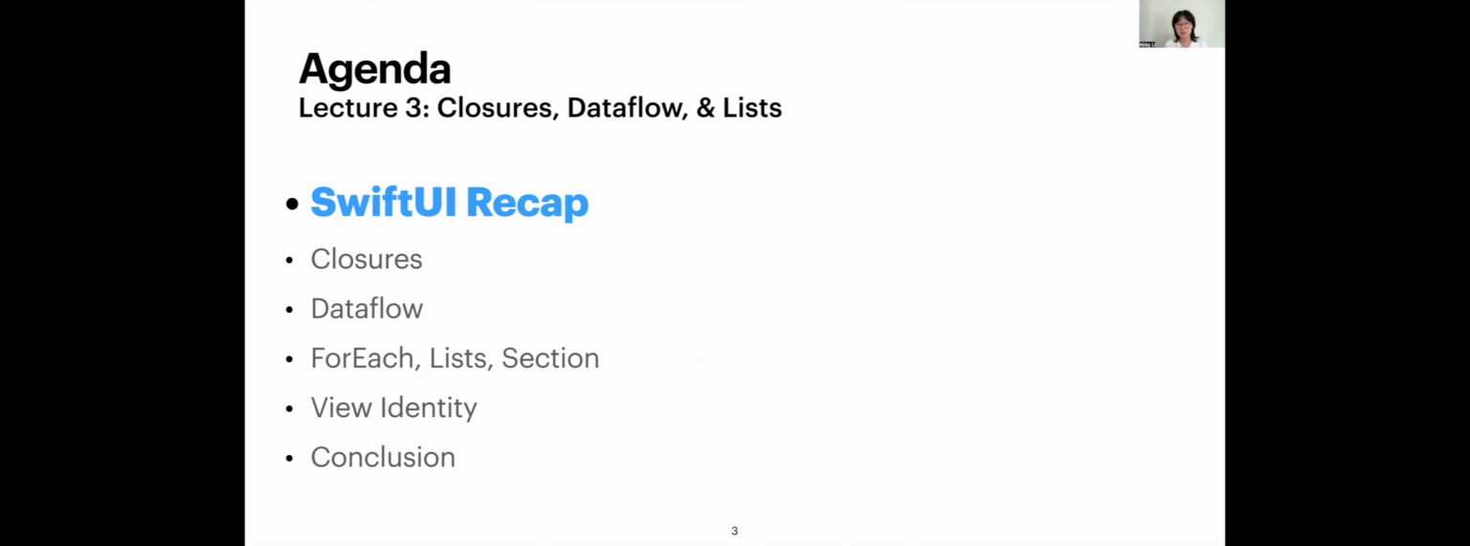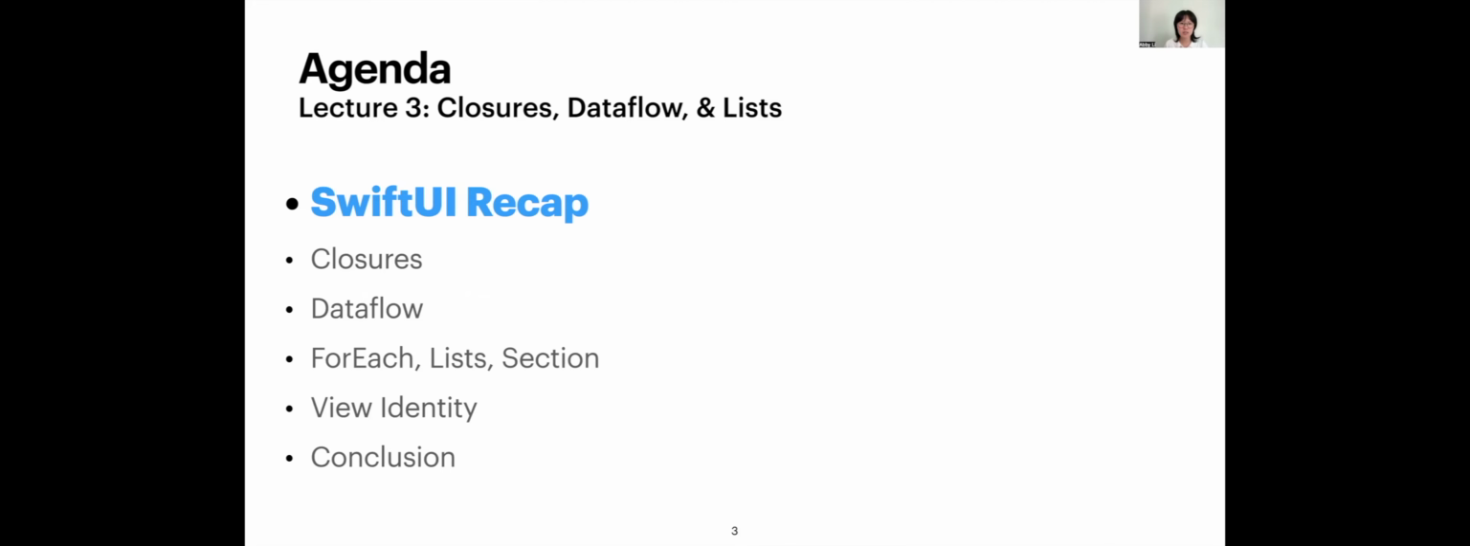Here's what we're covering today. First, a quick SwiftUI recap from last lecture. Then we will talk about closures, what they are, and why Swift uses them everywhere. After that, we'll get into data flow, which is how your data actually connects to your UI. Then we'll cover ForEach, List, and Sections for displaying collections of data. And finally, we'll talk about view identity, which is how SwiftUI decides whether two views are the same or different. Okay, let's start with the recap.